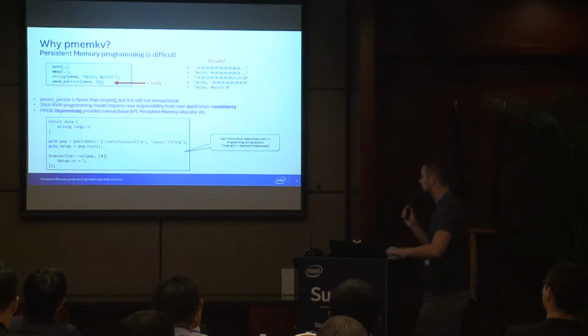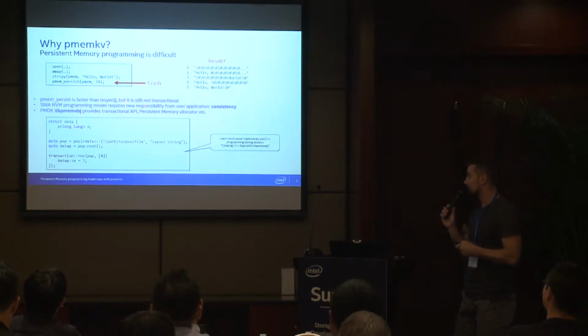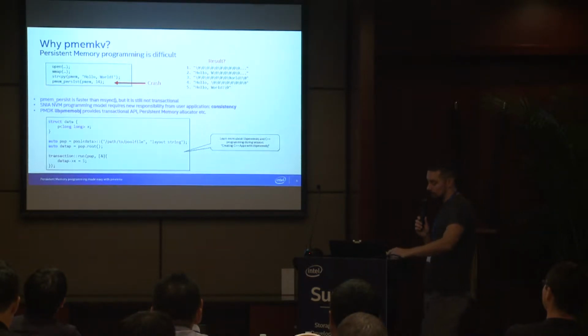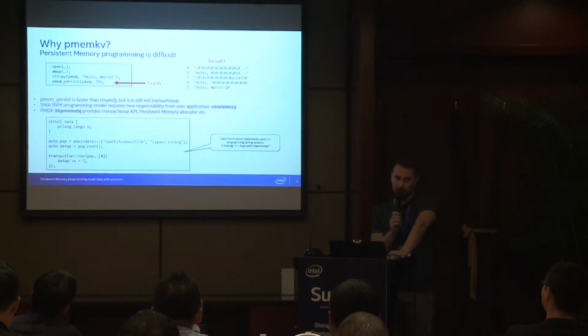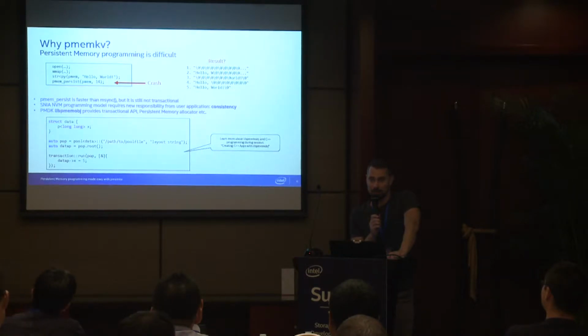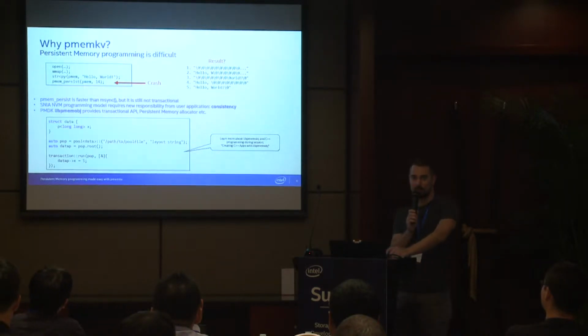Because pmem_persist is still not transactional. So because of this, you have to implement your own power fail-safe algorithms, or you can use another library from the PMDK library set called Pmemkv, which provides a transactional API. So instead of the application being responsible for flushing, we have another consistency.